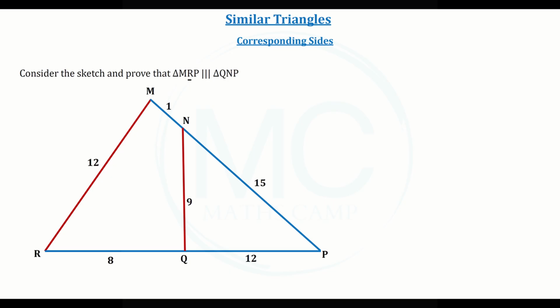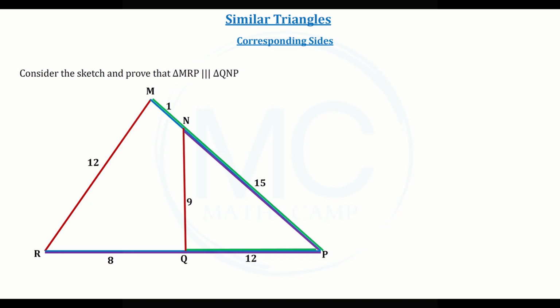R is the second letter and P is the third letter in MRP. So let's mark this side in purple. N is the second letter and P is the third letter in triangle QNP. So let's mark this side in purple as well. Finally, let's look at M, the first letter, and P, the third letter in triangle MRP. Let's mark this side in green. Then Q is the first letter and P is the third letter in triangle QNP. So we can mark this side in green as well.